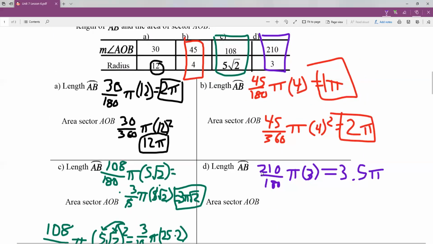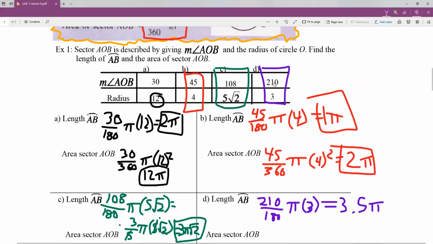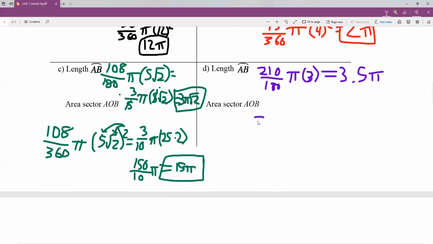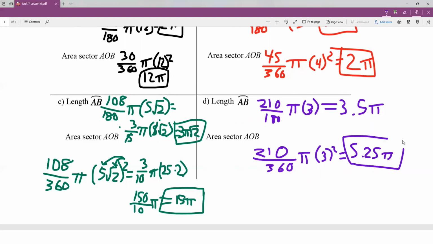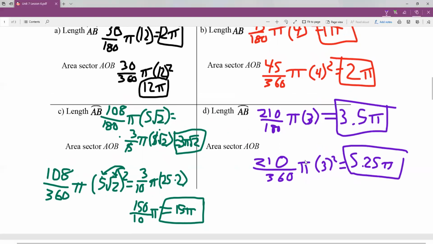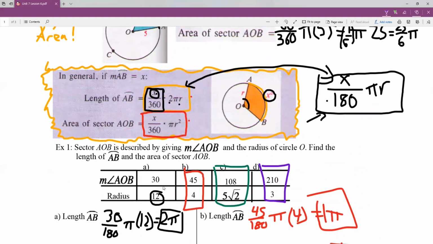All right, then area of sector AOB, you just take the 210, so we plug it in here: 210 over 360, pi r, which in this case is 3 squared. That is going to be equal to, so 210 divided by 360, I believe is 2/3. Nope, but that's okay. When we multiply this out, we get 5.25 pi. Bada bing, bada boom. So again, all it is, is taking these values and plugging them into your respective formulas.